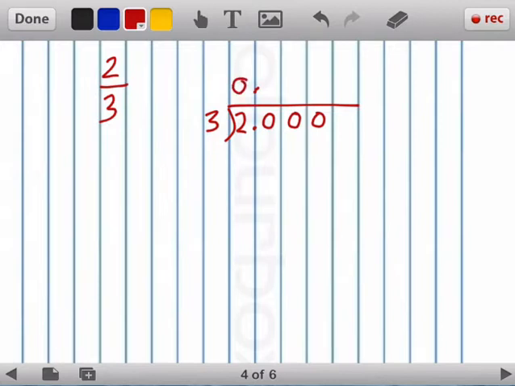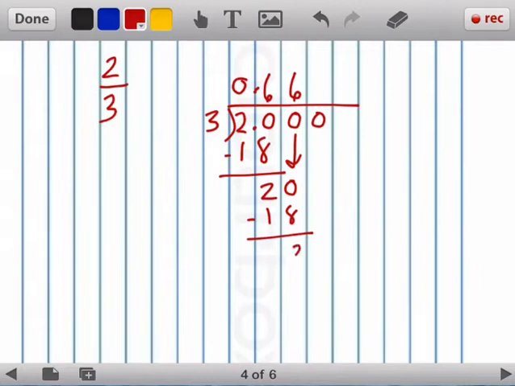For example, 2/3. 2 divided by 3. So 2 goes on the inside, 3 goes on the outside, decimal point 0, 0, 0. Bring my decimal point up to the line. And say 3 goes into 2? No. 3 goes into 20? 6 times. 18, I subtract, 2. Down to 0, 3 goes into 20, 6 times. 18, I subtract, I get 2. And right now I see that my pattern's going to repeat. I'm going to say 3 goes into 20, 6 times, 18, subtract.